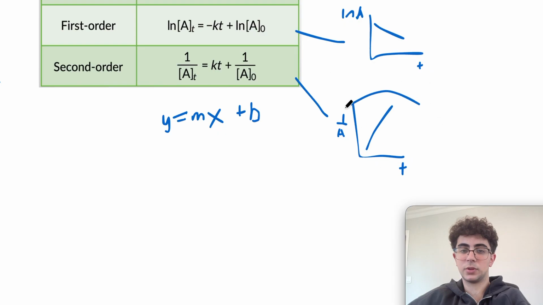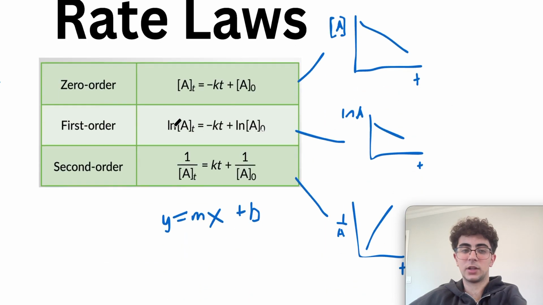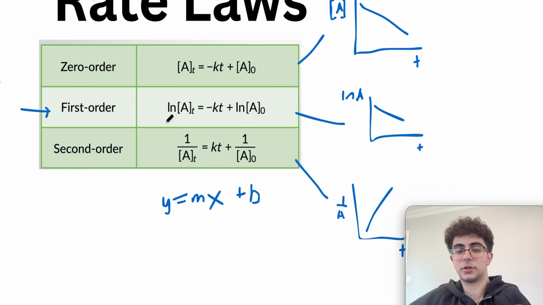So if the test shows you this graph and asks you what order is the reaction, it's second order. Or if it says what graph is going to be linear for first order, one of the options has to be ln A, or ln reactant. So those are the integrated rate laws.